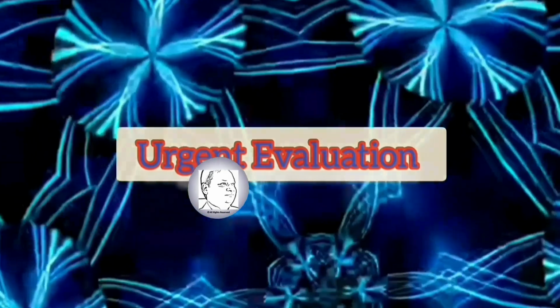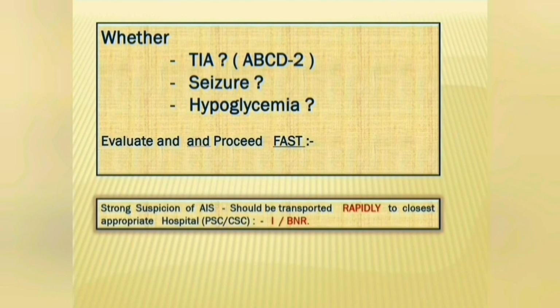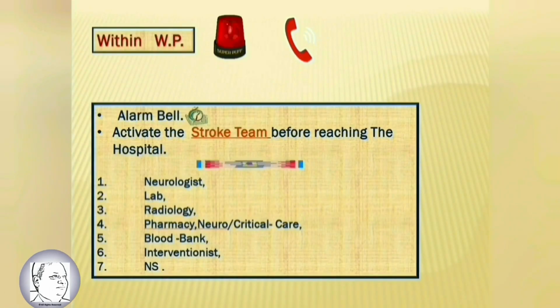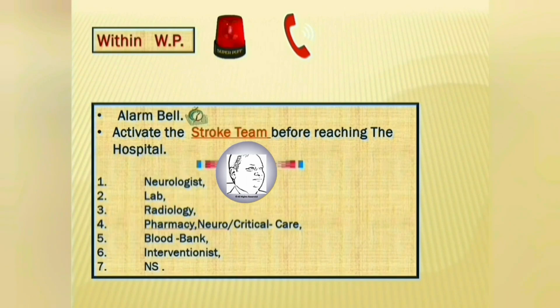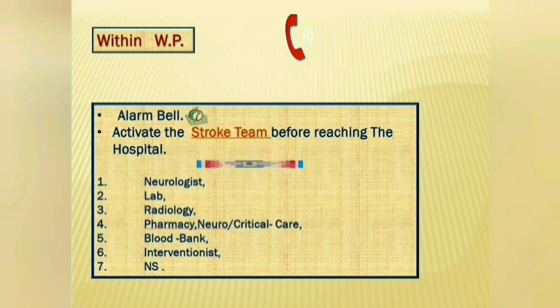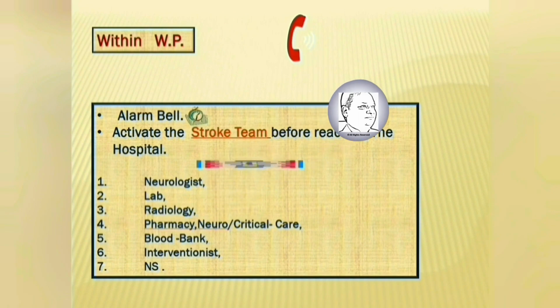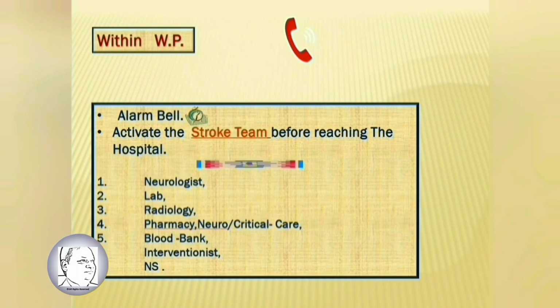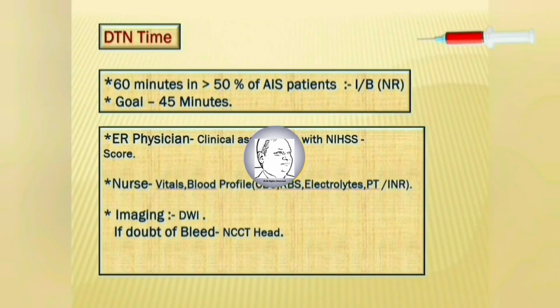Urgent evaluation is done to rule out hypoglycemia, TIA or seizure. If the patient has come within the window period, that is 4.5 hours, then activate the stroke team, which comprises neurologist, lab, radiology, pharmacy, neurocritical care, blood bank, interventionist and neurosurgeon. The door to needle time goal is 45 minutes.